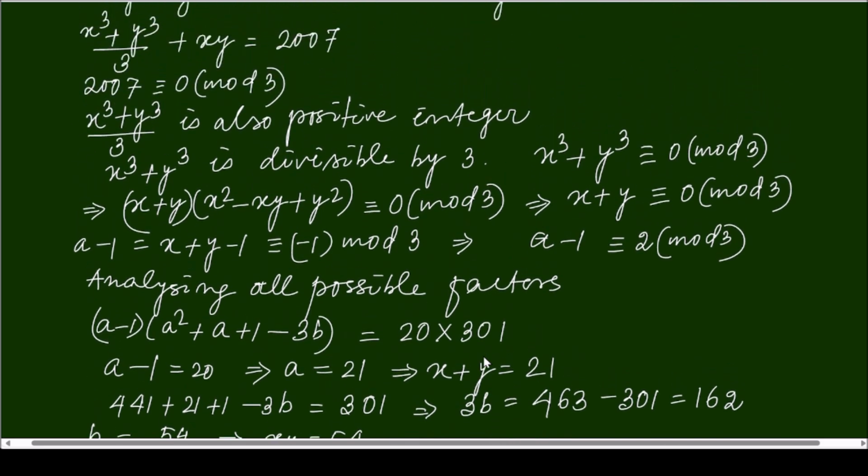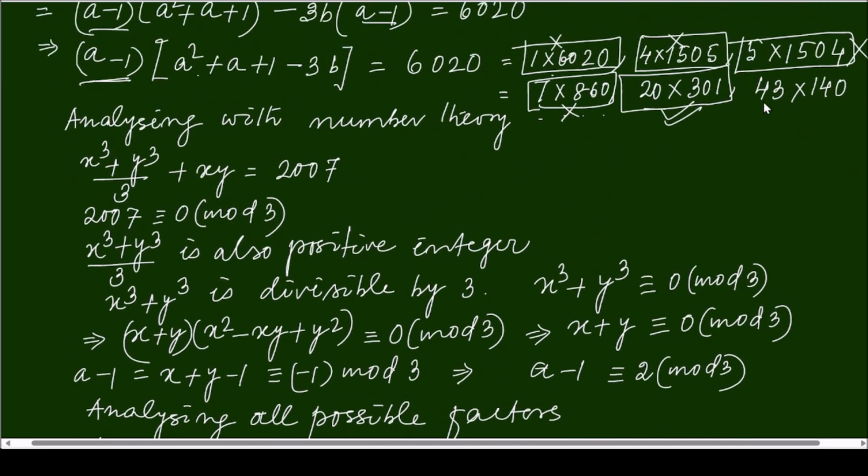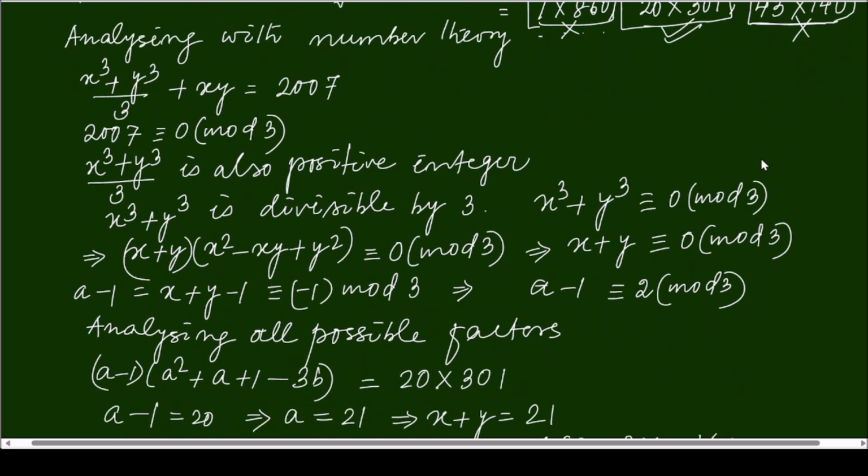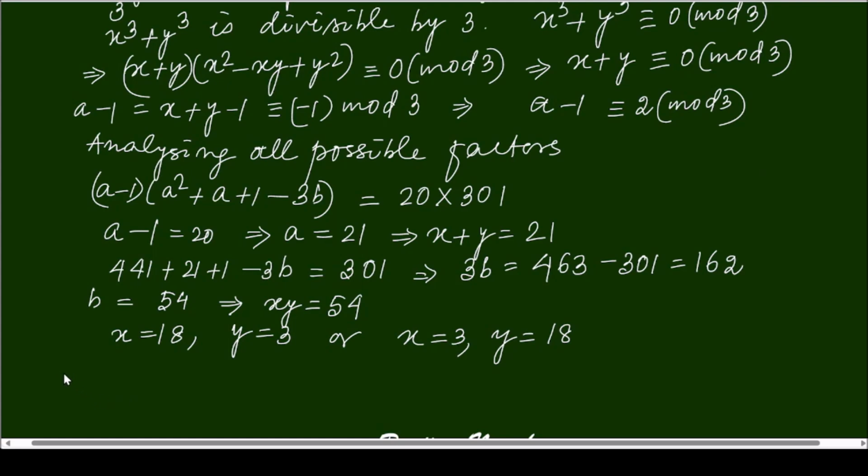Let us check another point, that is 43, the last pair which is co-prime, and after that you will get all of them not co-prime. 43 is not equal to 2 mod 3. That means when we divide 43 by 3, it does not leave remainder 2. So this is also cancelled. So what is the solution? The solutions are (x, y) equal to (18, 3) or (3, 18).